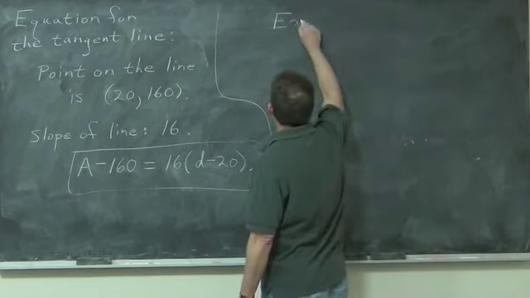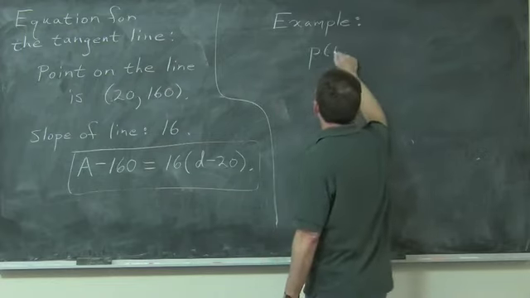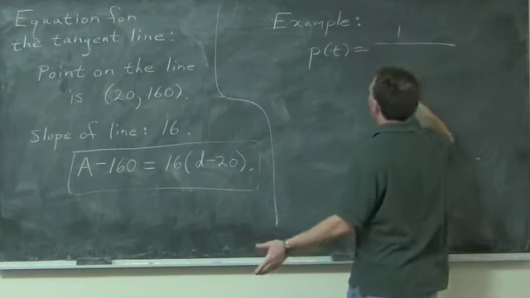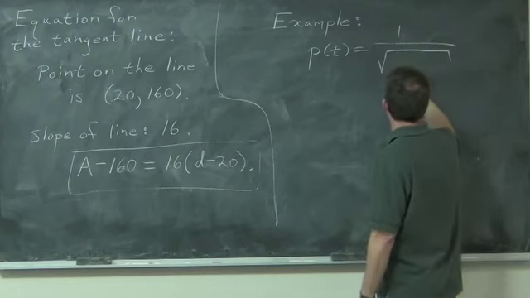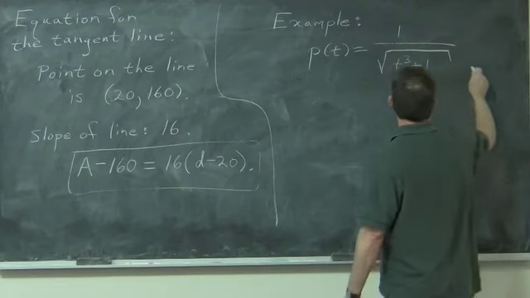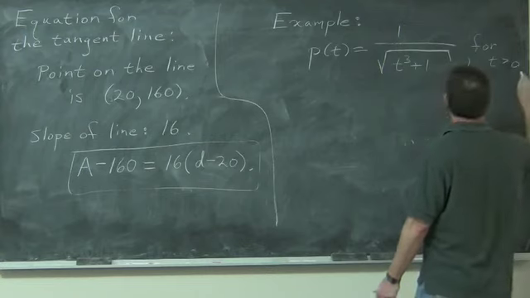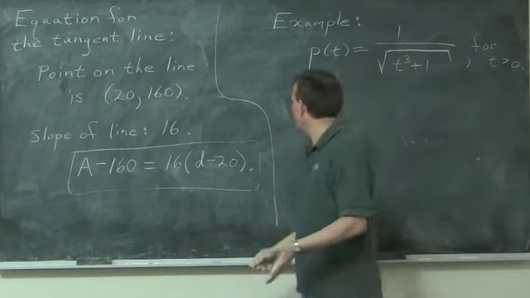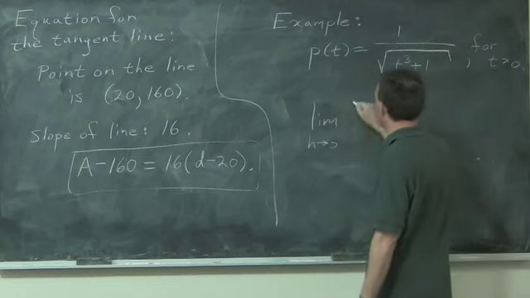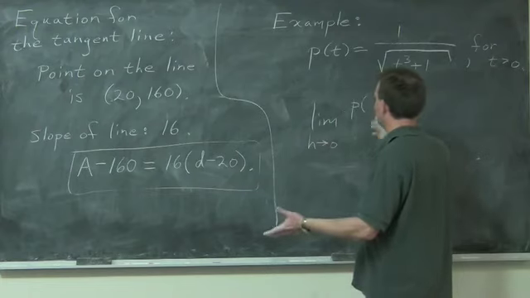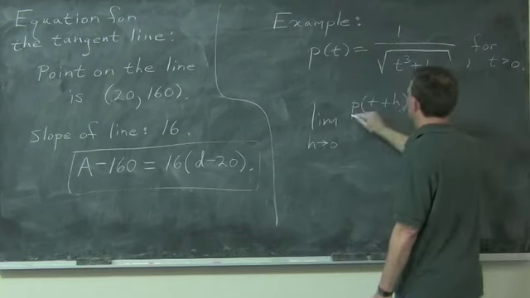You could take arbitrarily bad functions. The one I'm about to write isn't even as bad as a lot of them. But suppose I took the position of a particle with respect to time as 1 over the square root of t cubed plus 1, at least for t greater than 0. Suppose I took this function. How bad is it to calculate just by doing the algebra the limit as h approaches 0 of p of t plus h, where t could be anything, minus p of t, over h?